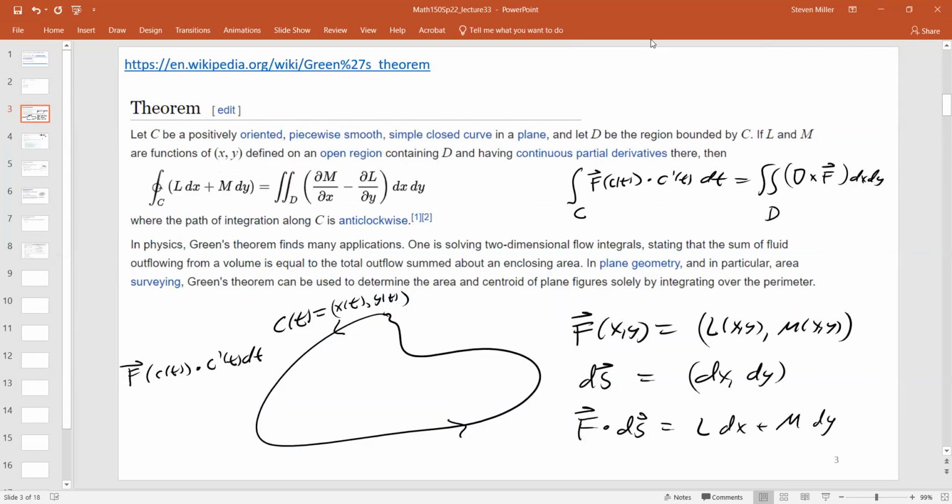So if that equals 2, what would this integral be? What would the area integral be if dM dx minus dL dy equals 2? You'd be integrating 2 dx dy. So what would you get if you integrate 2 dx dy over the region D? What would you get?